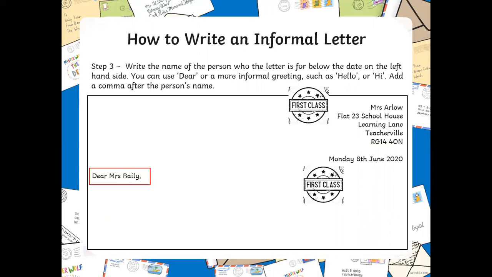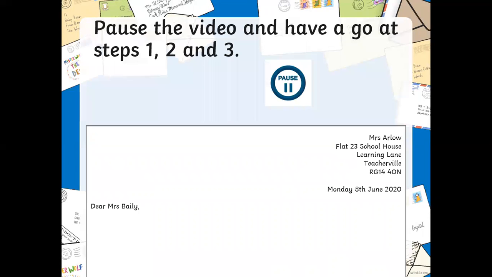The second one is for the date directly underneath it. And the third for your greeting, Dear Mrs. Bailey, with the comma after it. You can write yours to whoever you choose. Now pause the video and have a go at thinking about collecting all these stamps while you write steps 1, 2, and 3.